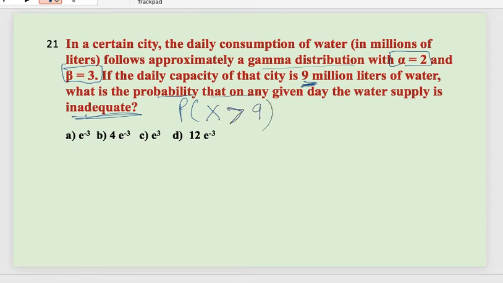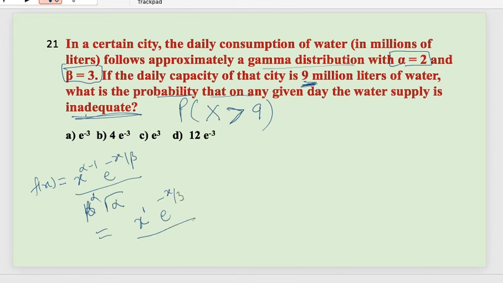So more than 9 means we have to find out the PDF. Now here be careful, this is not the exponential distribution question. Don't apply that formula. Here we have to do integration. So recall the formula for a gamma distribution, let us write down the PDF: x to the power alpha minus 1, e to the power minus x by beta, upon beta to the power alpha, gamma of alpha. So we have to remember it. So when we plug in the values, what will be our PDF for this question? x to the power alpha minus 1 means x to the power 1, e to the power minus x by 3, divided by beta to the power alpha means 3 square, and gamma of 2 is 1 factorial. So we can get the answer here.